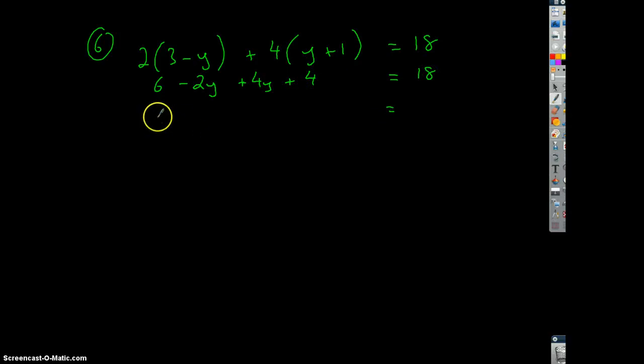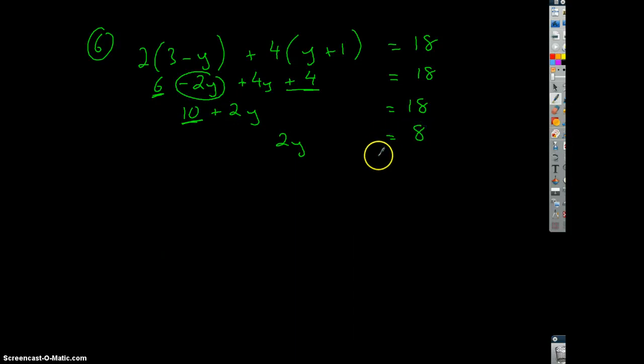Okay, let's collect like terms. The 6 add positive 4 is 10. Just be a little bit careful here. Negative 2y plus 4y is plus 2y. Okay, we want to find out what y is. This 10 here is kind of in the way for that, so let's subtract 10 from both sides. So it will disappear from here, so we're left with 2y on this side, and 18 take away 10 is 8. We don't want 2y. 2 times what equals 8, y must equal 4.